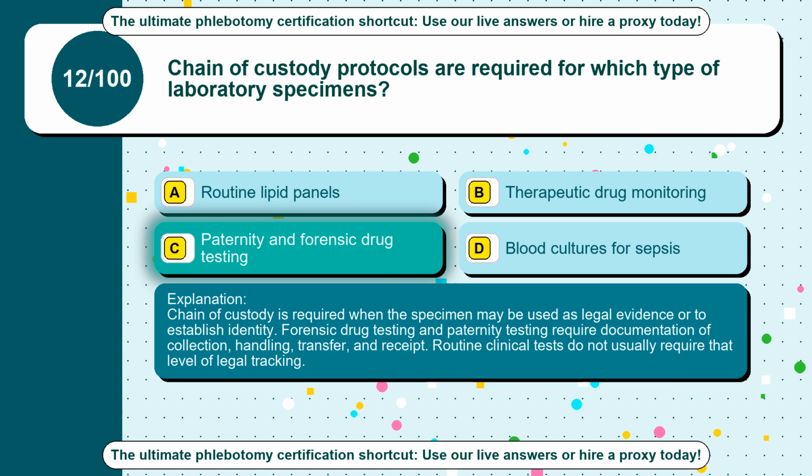Chain of custody is required when the specimen may be used as legal evidence or to establish identity. Forensic drug testing and paternity testing require documentation of collection, handling, transfer, and receipt. Routine clinical tests do not usually require that level of legal tracking.